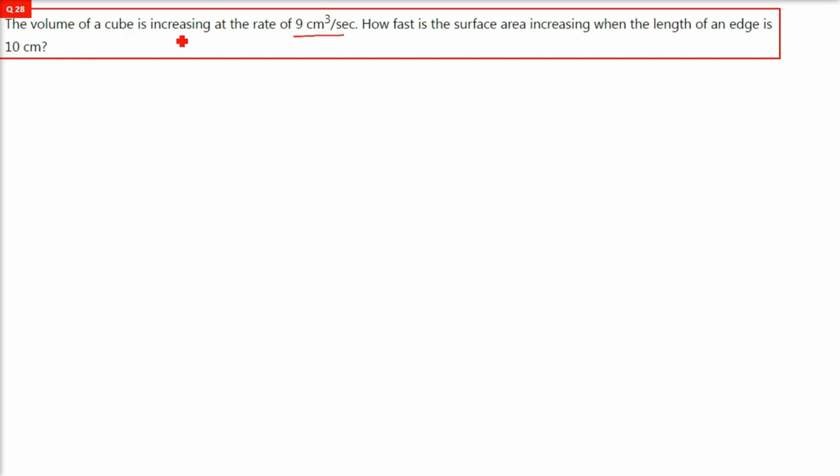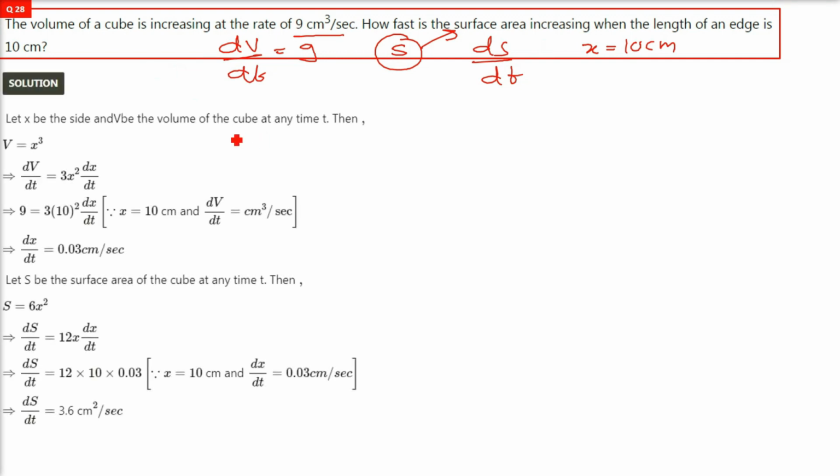The volume of a cube is increasing at the rate of 9 cm cube per second. dV by dt is given as 9 cm cube per second. How fast is the surface area increasing when the length of an edge is 10 cm? So we need dS by dt when the length of an edge is 10 cm, so x is equal to 10 cm. We already saw that if there is a cube with edge or side x, volume will be equal to x cube. Surface area of a cube is 6 into side square.